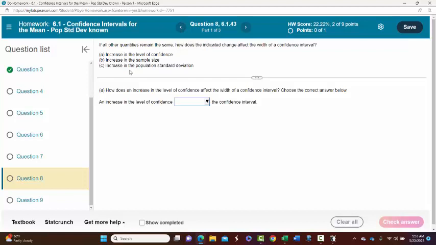Number 8, if you look at part C, I mentioned in the notes lecture there that I don't see how you could possibly affect the population standard deviation. So, I wouldn't ask that on a test. I would only ask something relating to A or B. But I'll go back to this and show you, just for the purposes of this assignment.